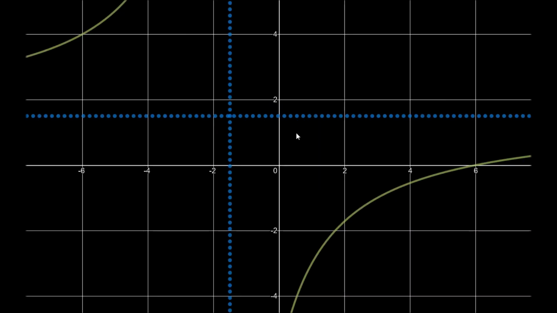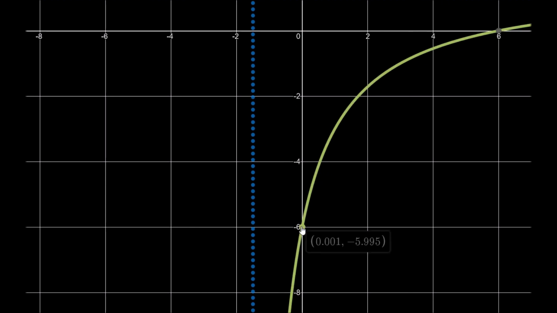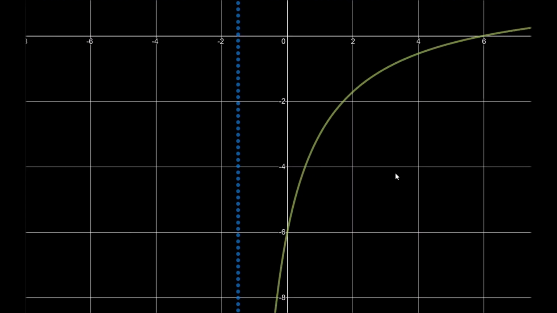So there's that. Last two things are the x-intercept and the y-intercept. The x-intercept we said was at x equals 6. There it is. And then the y-intercept we said was at negative 6. There we are. So we have got our intercepts, we've got our asymptotes, everything is in line. So that stuff that we did to prove those components actually shows up in the graph as well.